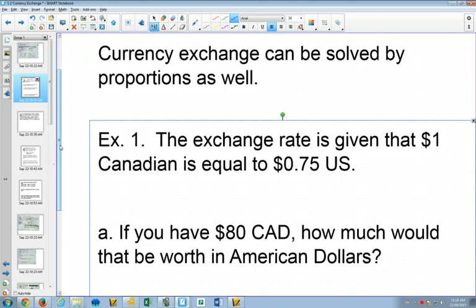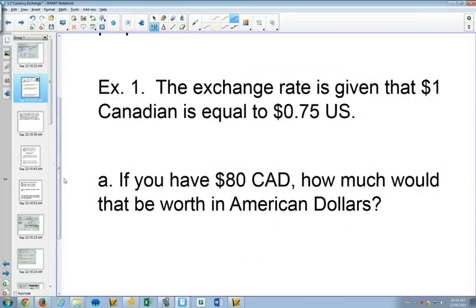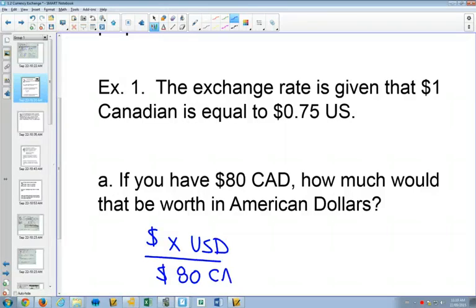So here's our first example. You have 80 Canadian dollars and you want to know how much that would be worth in US or American dollars. So we set up our proportion, the same as we've done before. What do we want to find? We don't know how much it would be in US dollars. That's what we want to find. But we know we have 80 Canadian dollars. When you look online, US dollars is USD. Canadian dollars is CAD.